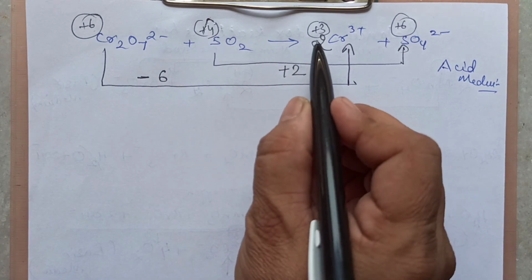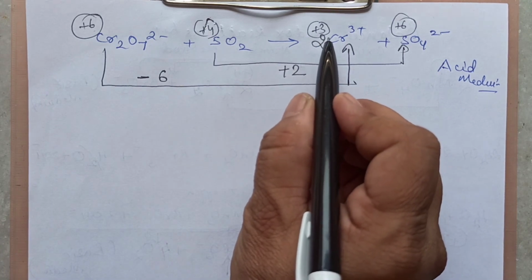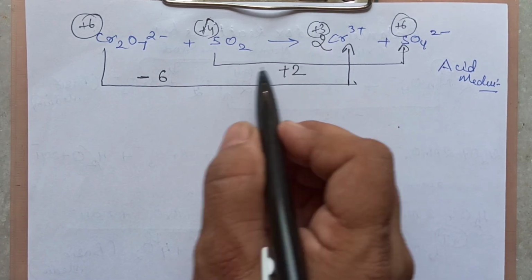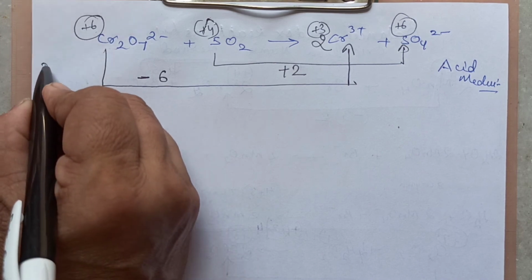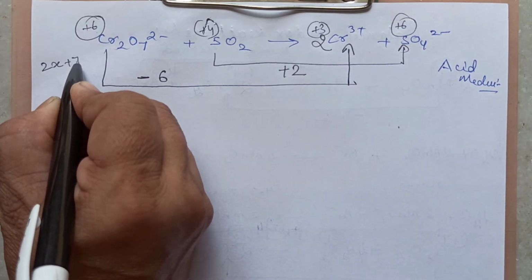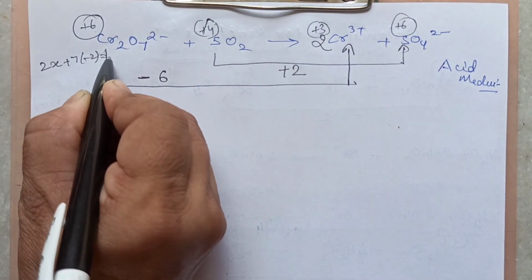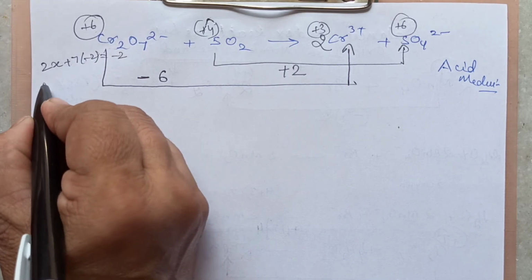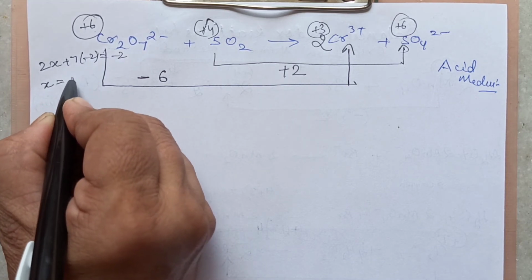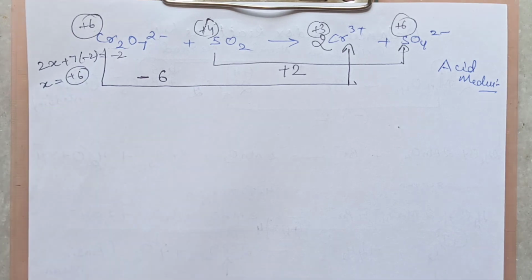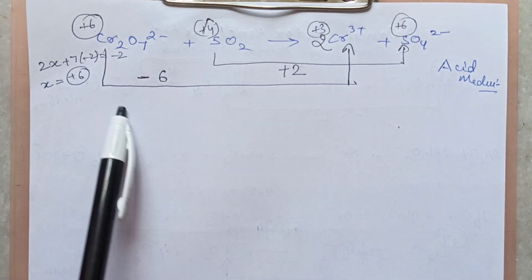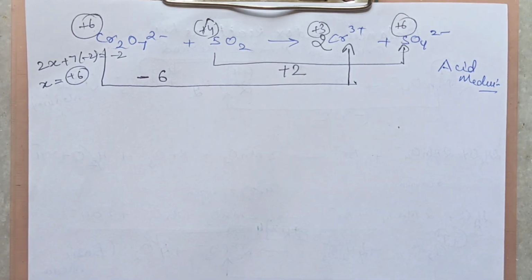I can do even like this. From 6 it became 3. The decrease was by 3 for 1 chromium. Because when we are calculating for this chromium, we are using this formula: 2x plus 7 into minus 2 is equal to minus 2. And we are calculating the x value, which means for 1 chromium we are getting the answer as 6. So for 2 chromium, the decrease will be by 6. That is 3 into 2.